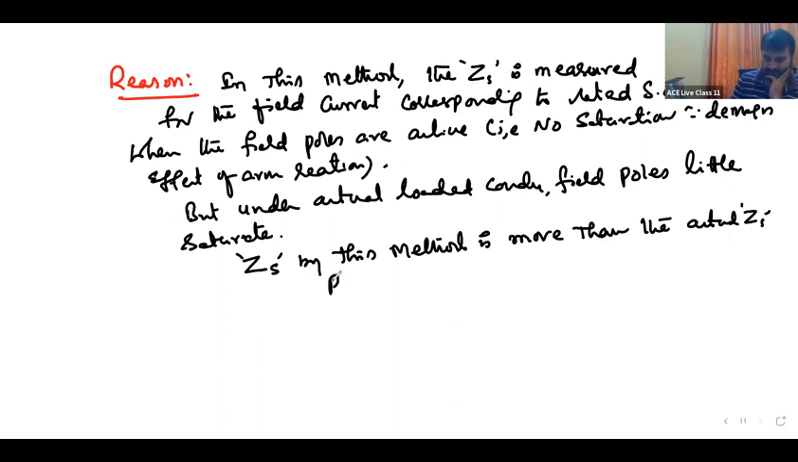But we know regulation is equal to (E minus V) by V into 100, which is equal to IA ZS divided by V into 100. So regulation is proportional to ZS. Yes, regulation is proportional to ZS.